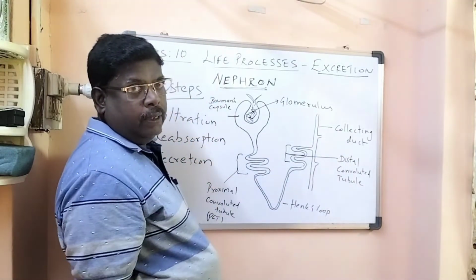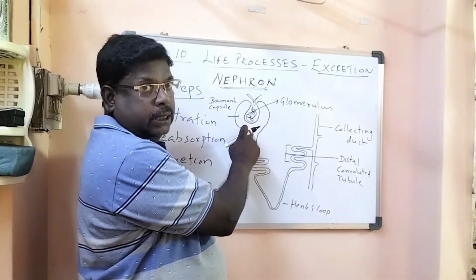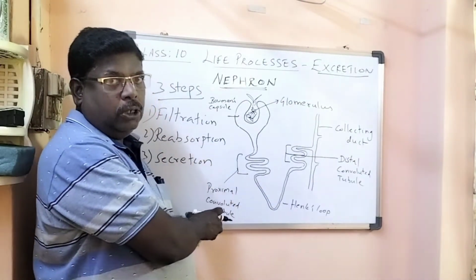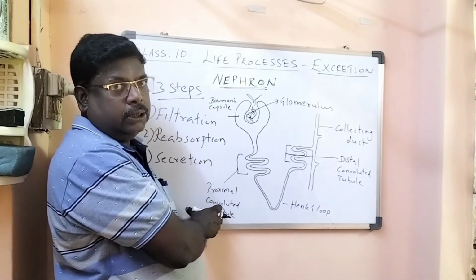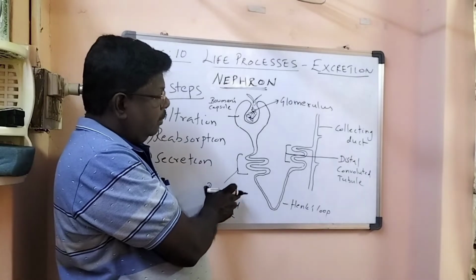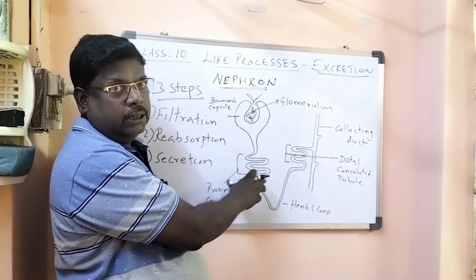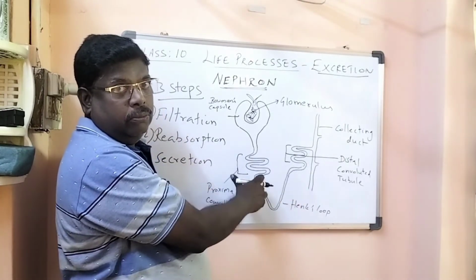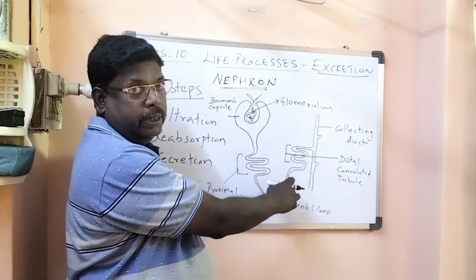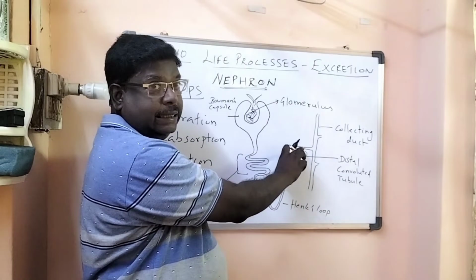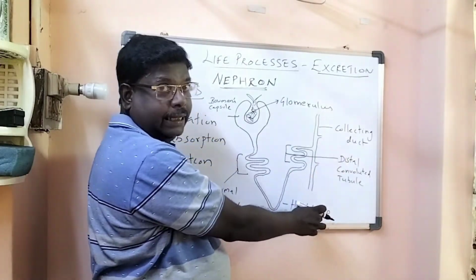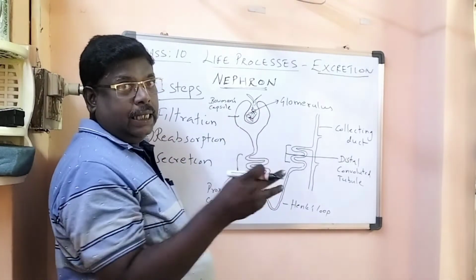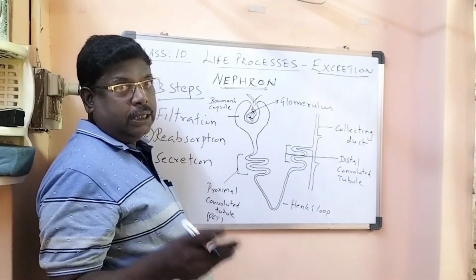Collecting duct. Cup-like structure, Bowman's capsule. Initial first foldings, proximal convoluted tubules. Convoluted means foldings. Proximal means beginning. So at the beginning there are some foldings, convolutions, called proximal convoluted tubule. There is a narrow U tube called Henle's loop. It's like a loop. And this is distal convoluted tubule. And this is collecting duct. So five main parts.